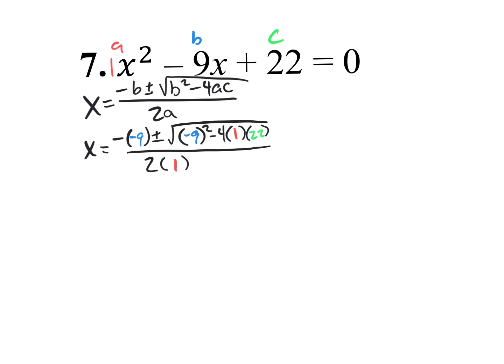Now, when you work on this discriminant, which is the 9 squared minus 4 times 1 times 22, I could already tell you right now that it's going to be an imaginary answer. So you could just stop and say no solution right here. Okay, the answer is no real solution. Let me just verify that for you.